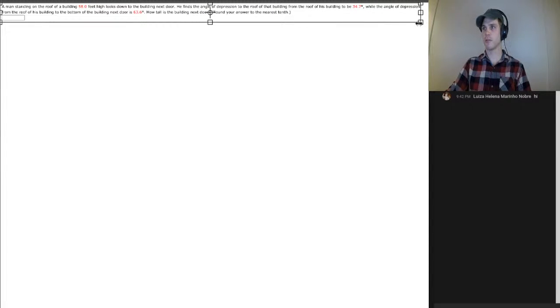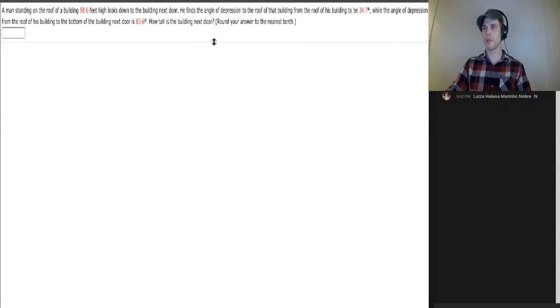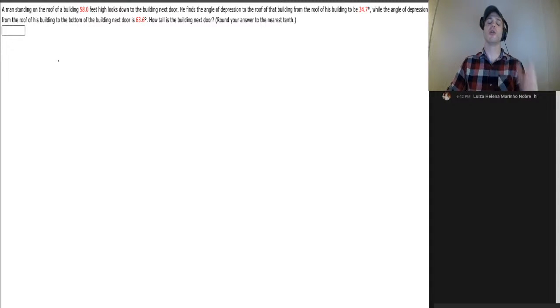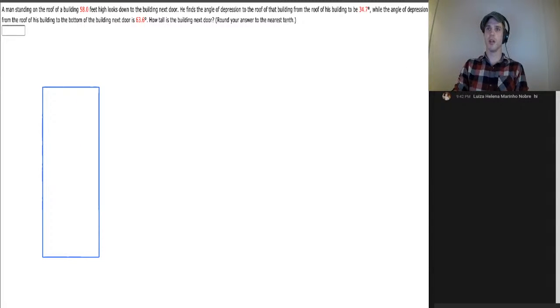This is incredibly hard to read. Okay, so I've done this problem before, and there's an issue with this problem, which we can see. It says a man standing on the roof of a building 58 feet high looks down to the building next door. So let's draw a building. Let's make it blue, partial to blue. Here's a building. And there's a little fella, he's standing on top here. This building is 58 feet tall.